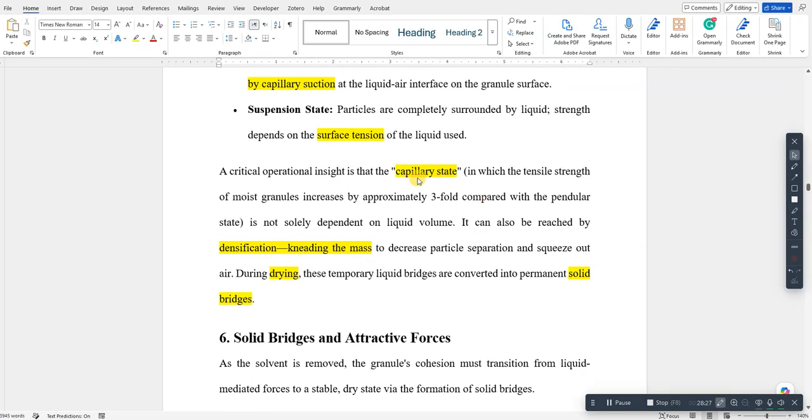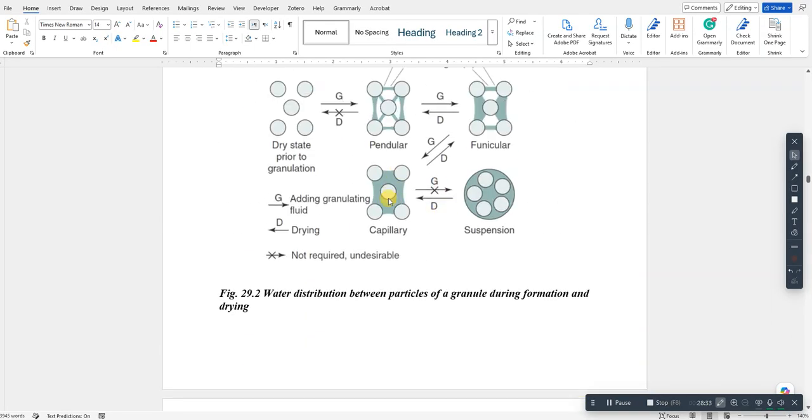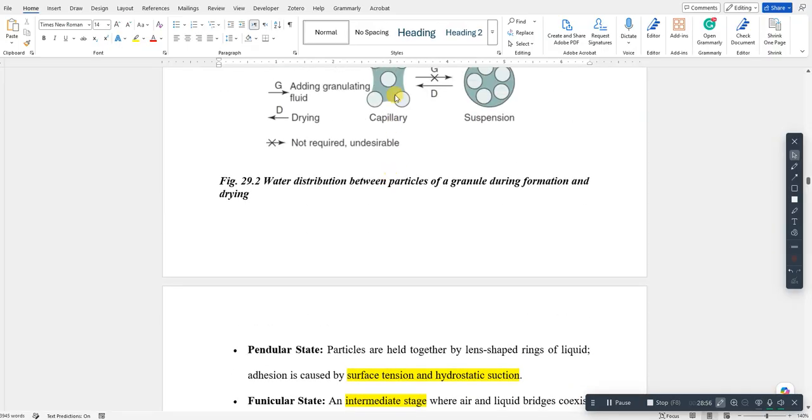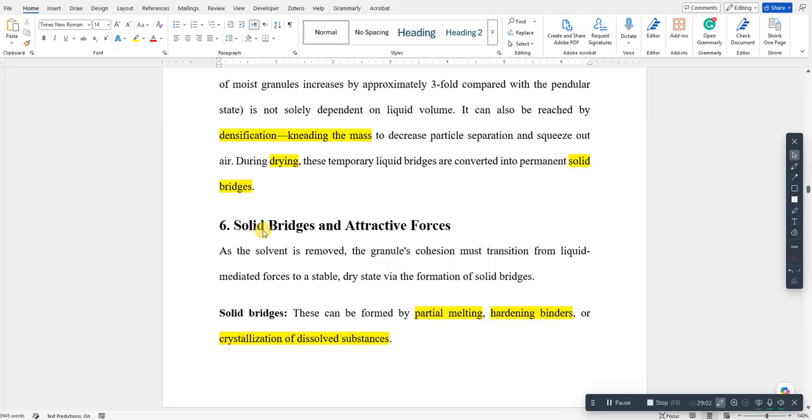Okay? In the capillary state, the forces between the particles are 3 times that of the pendular state. You want to reach this capillary state. So two factors can affect that: mixing, kneading the mass, and adding more of the binder solution. But you know that these are temporary forces. Eventually you are going to do what? To dry them. And when you dry them, you have what we call solid bridges.